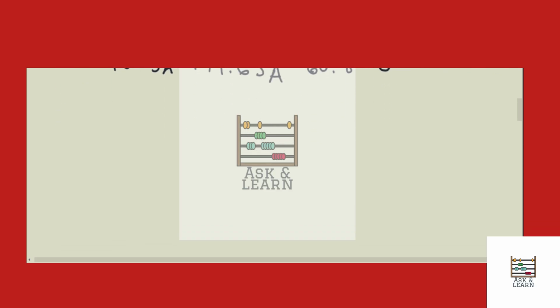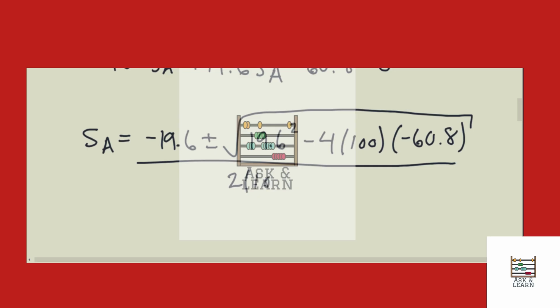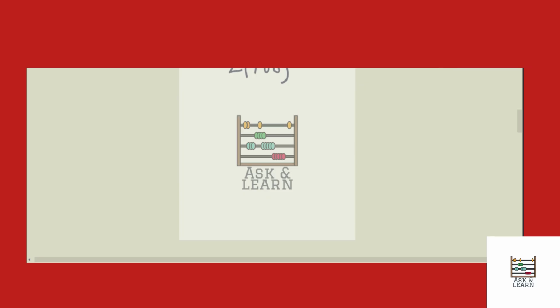To solve for SA, you have to use the quadratic formula. So SA is equal to negative 19.6 plus or minus the square root of 19.6 squared minus 4 times 100 times minus 60.8, and the whole thing divided by 2 times 100. When you plug all of that into the calculator, you get that the distance, or the compression of the spring, is 0.68 meters.